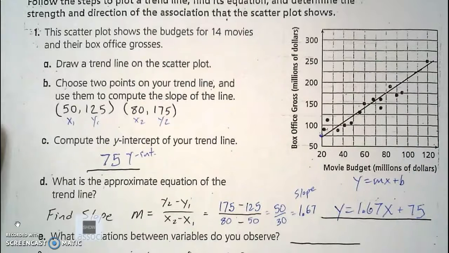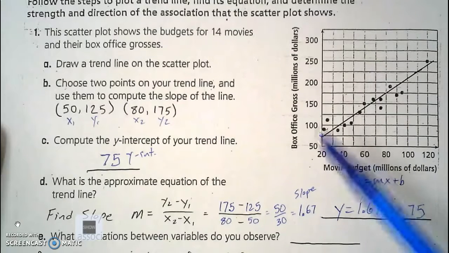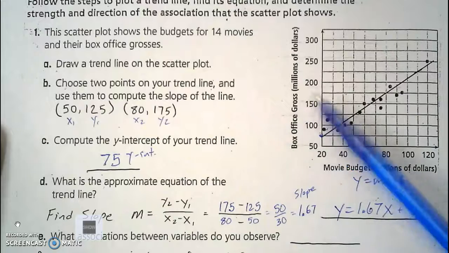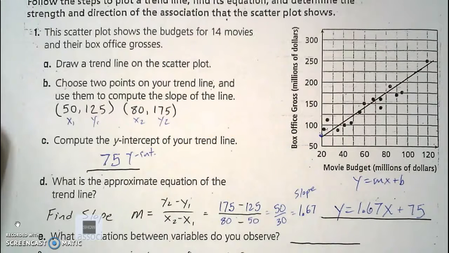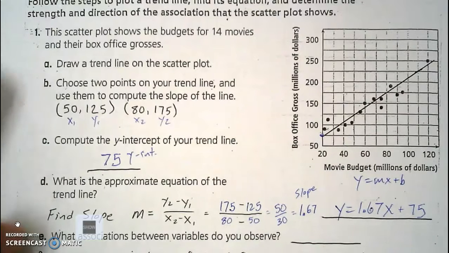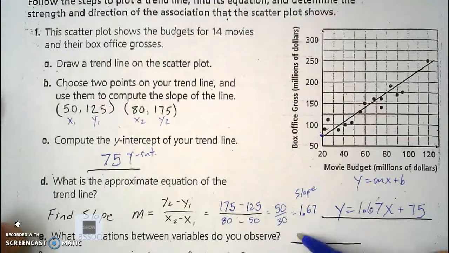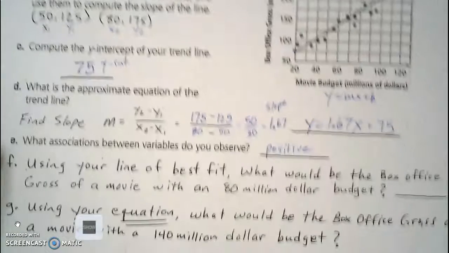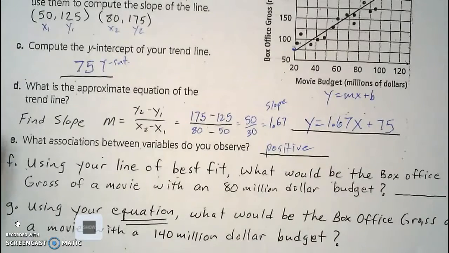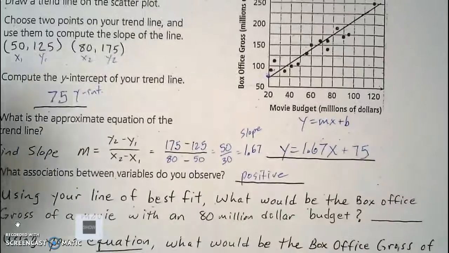And you can see what this data is about. The movie budget costs a lot of money to make movies. And this is box office gross. That's how much money it brings in at the movie theaters. Okay, so what association do you observe? Well, as x goes up, y goes up. And this is also from the last assignment. That is a positive correlation. Now, one step further. We're going to make predictions using our line and using our equation.